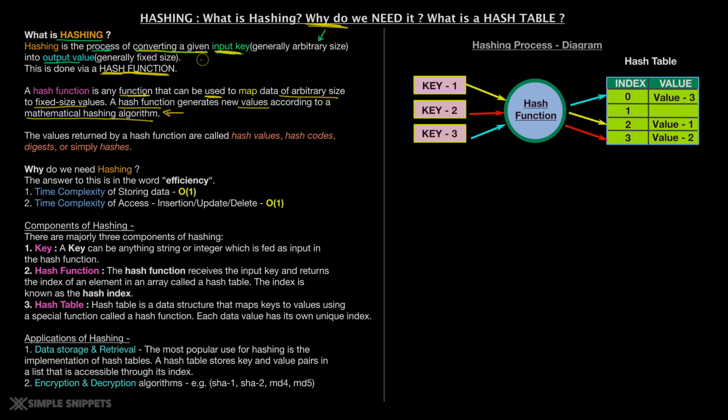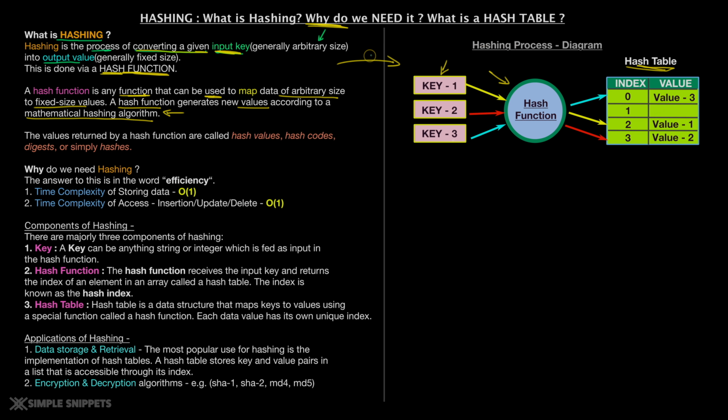Now to just explain this diagrammatically, just come to this right side and let's see the hashing process via a diagram. Okay, so if you observe, we have key 1, key 2, key 3, all of them go towards this hash function, and this hash function generates a particular index where the value is stored. Okay, so basically it maps a key to an index in this table which is called a hash table where you find its value.